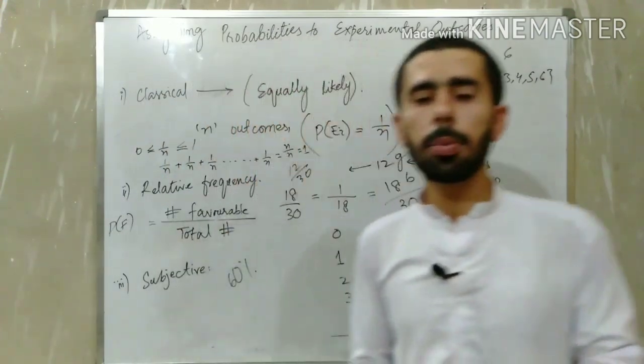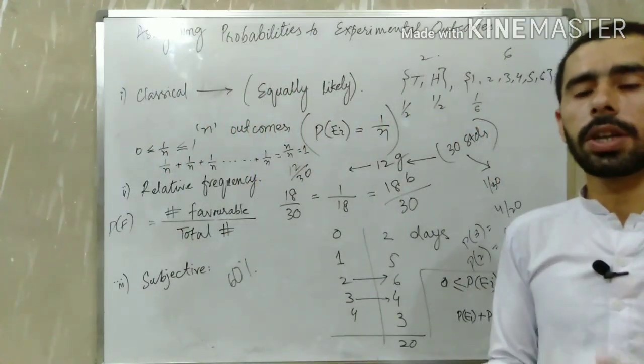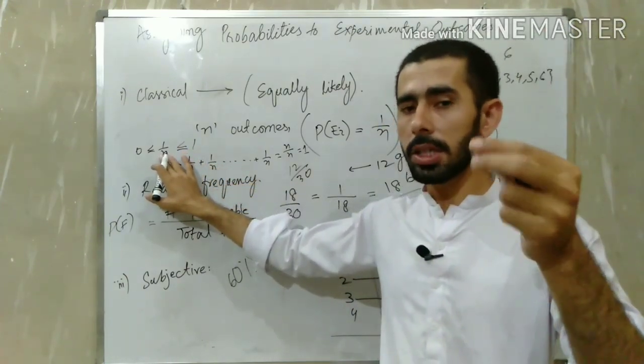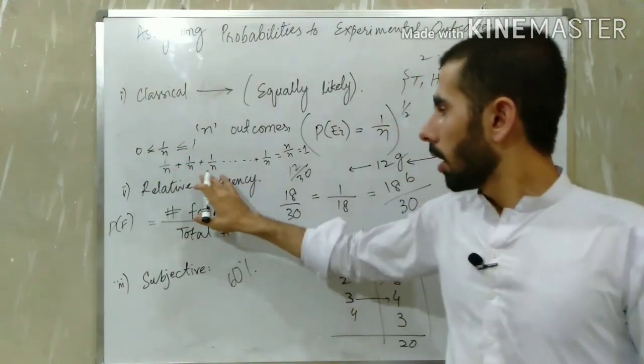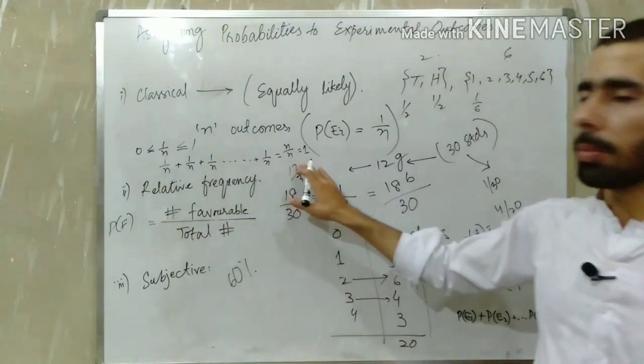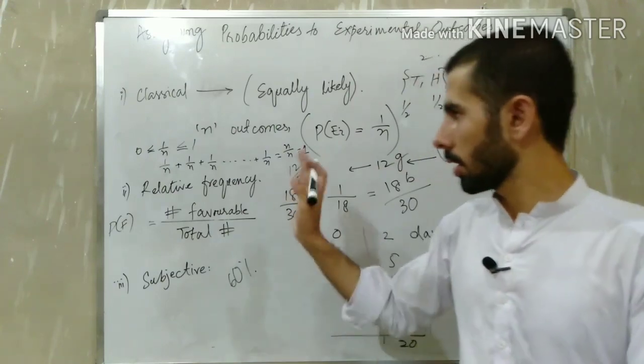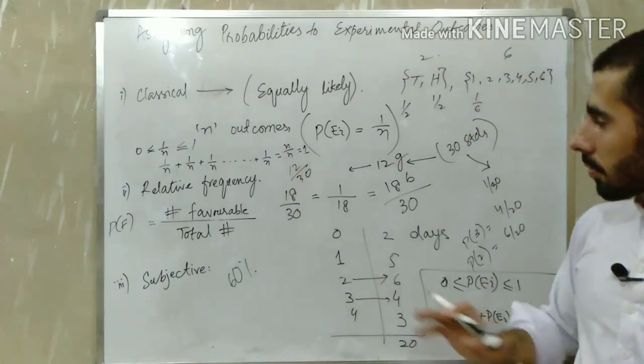So the classical approach really agrees with both of the requirements: that the probability for each individual outcome must be between 0 and 1 inclusive, and the sum of all probabilities assigned to all the possible outcomes must be equal to 1. It agrees well with that.